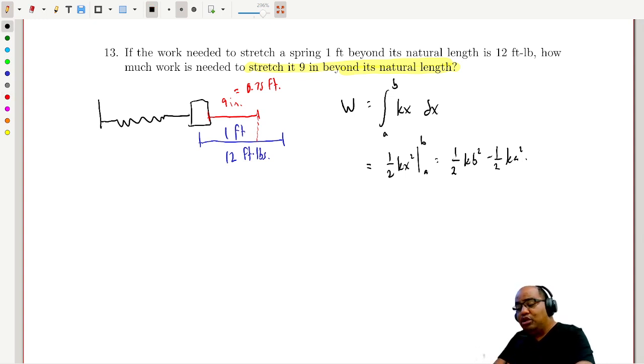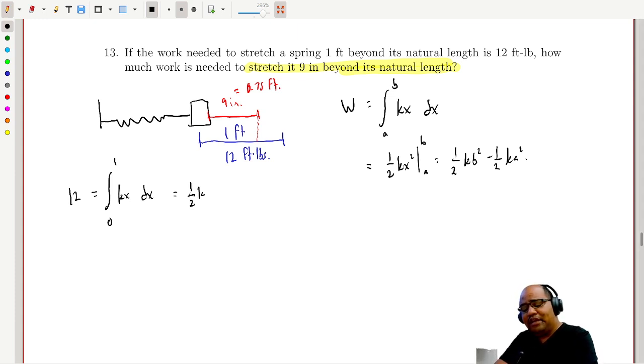We already know the work done to stretch out a foot beyond. So we know that this work, 12 foot-pounds, is equal to the integral from 0 to 1 of kx dx. This one's pretty straightforward to do. Just 1/2 kx squared, but I get 1/2 k. Now notice that I have 12 equals 1/2 k. It's pretty easy to solve, right? Just multiply by 2. So our spring constant k is 24 pounds per foot.